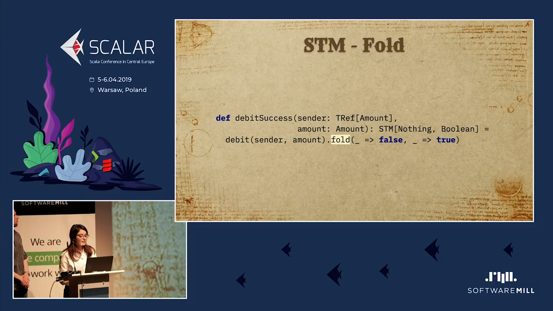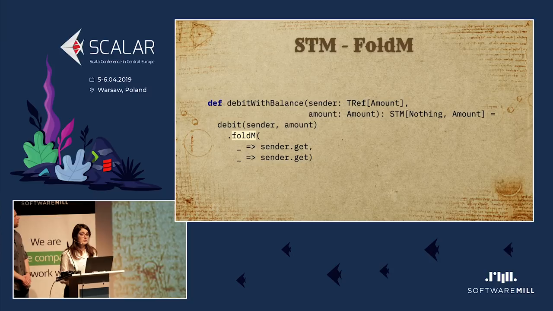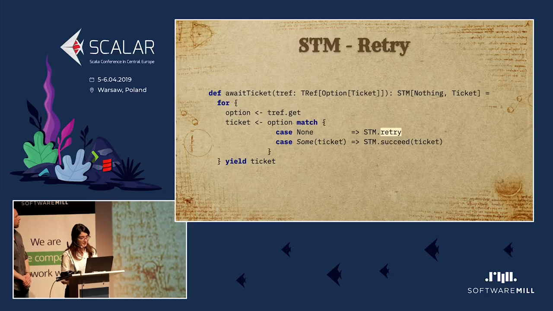In order to recover from errors, we can call fold. Here, in the failure case, we return false. In the successful case, we return true. And using foldSTM, we can recover from errors using transactions. In this case, in both the failure and successful case, we return the amount of the balance of the sender.